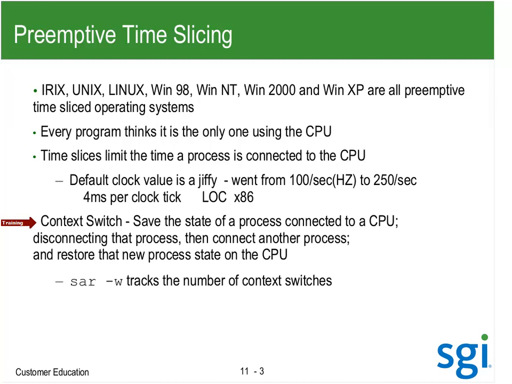So a context switch is disconnecting a process and then connecting another one. sar -w tracks it. And not the subject of this class, but OpenMP is doing barrier synchronization with a sched_yield that can cause high context switching. And I'm going to mention it right now here. No, I'll wait. There is a sysctl parameter, sched_compat_yield, that really needs to be set to a 1.